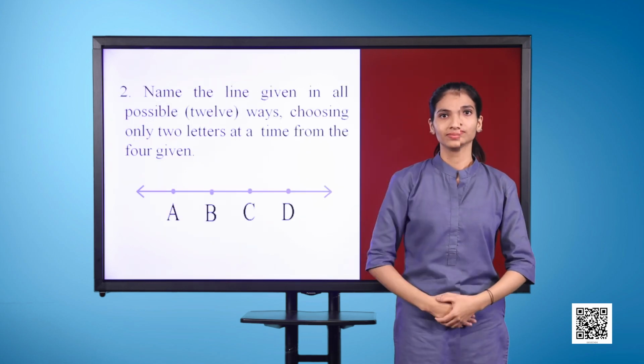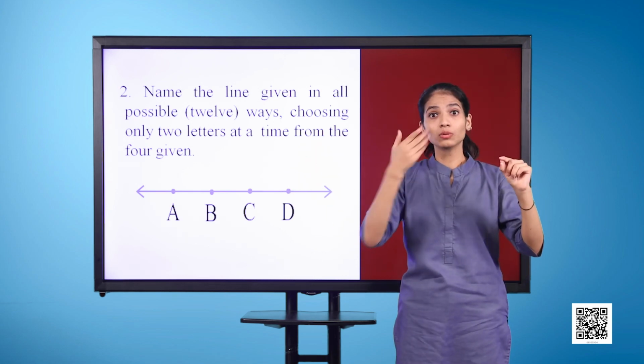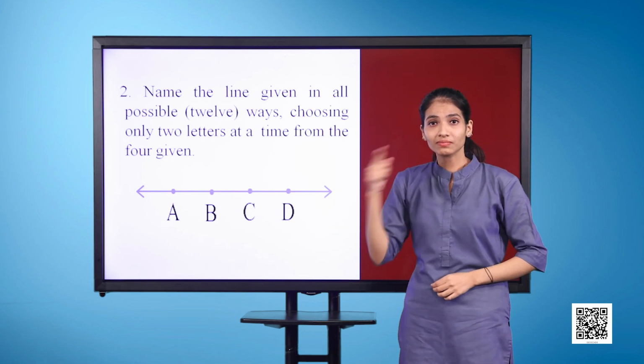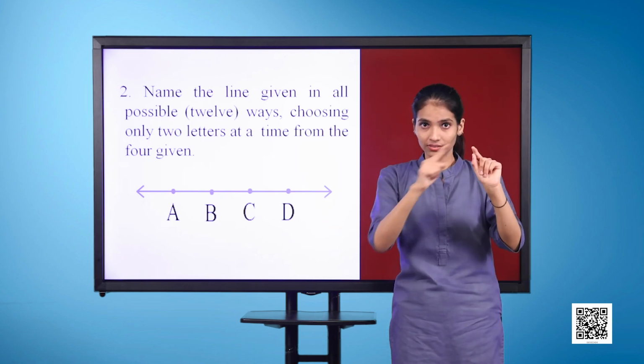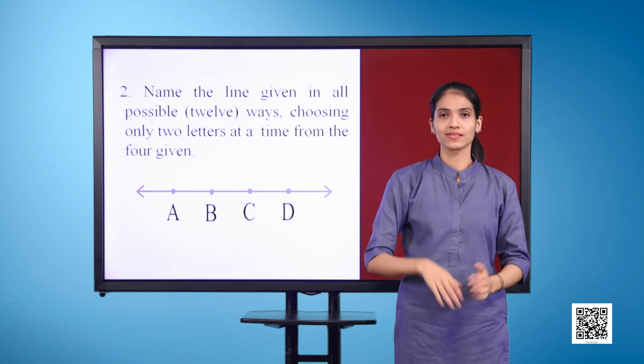2. Name the line given in all possible, that is, 12 ways, choosing only 2 letters at a time from the 4 given. We have the 4 letters as A, B, C and D.